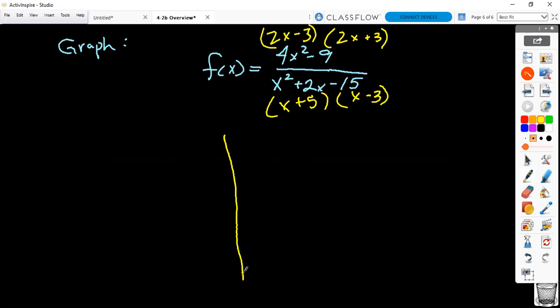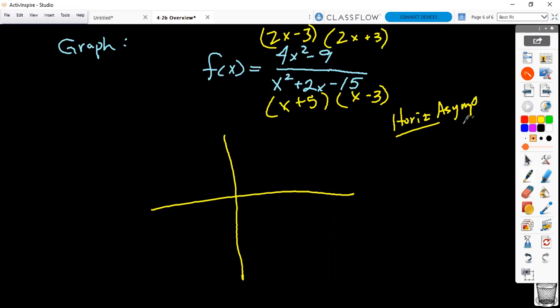So the degree on top and the bottom are the same. So 4 over 1 gives me my horizontal asymptote at y equals 4. When the degree on top and the bottom are the same, 4 over this would be like a 1 right there. Vertical asymptote, remember that's the denominator equal to 0.